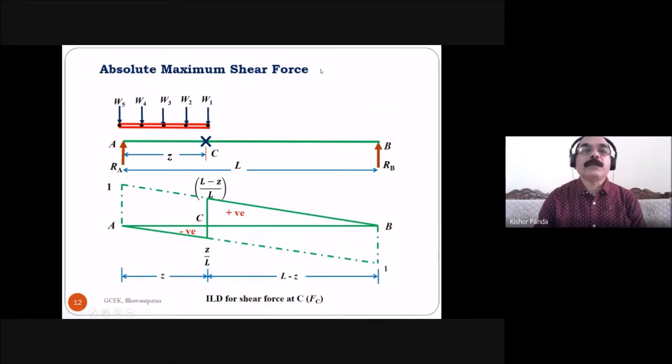Coming to the absolute maximum shear force. So here you will get the absolute maximum shear force. In the influence line diagram for shear force, here you will get the maximum shear force. For negative shear force, you will get it at support B, and for positive shear force, you will get it at support A. When Z is equal to L, that is at support B, you will get the maximum negative shear force. And when Z is equal to 0, that is at support A, you will get the maximum positive shear force, the absolute maximum shear force.